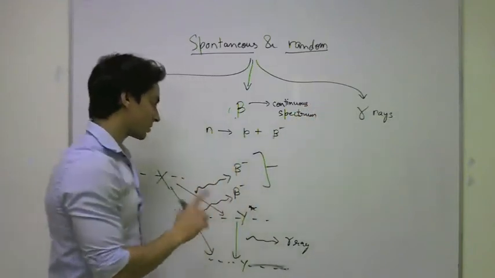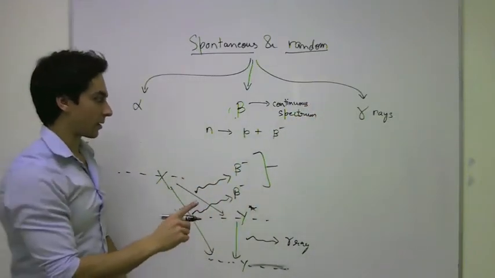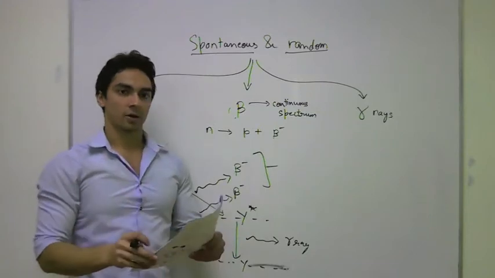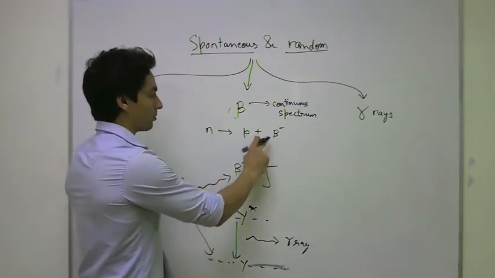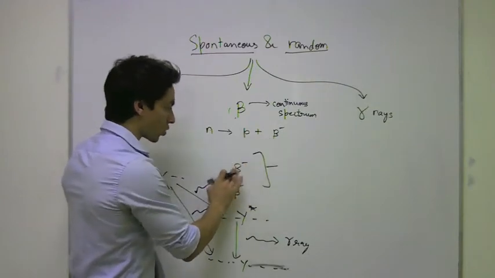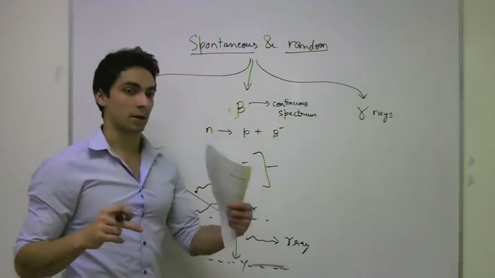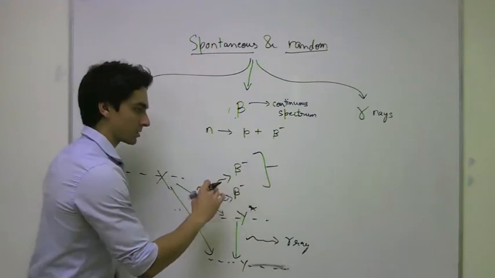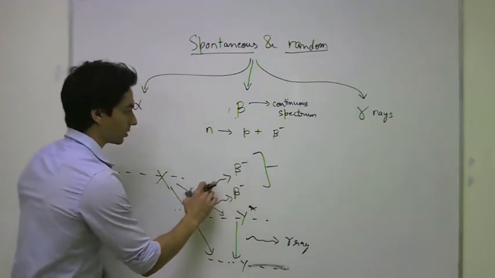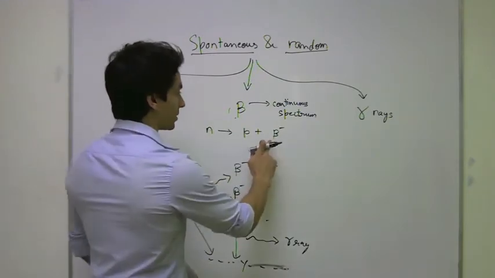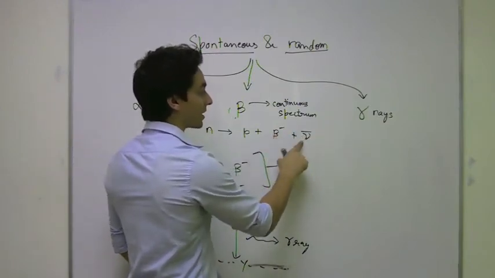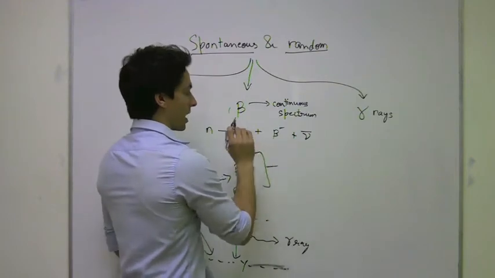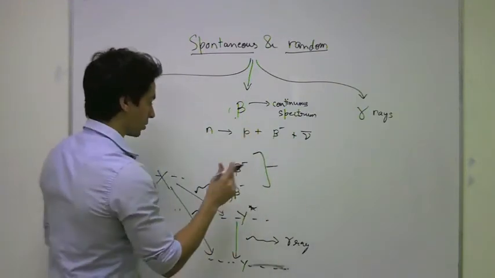Okay, so they have a continuous energy spectrum. Now, why is that? Well, after a lot of scientific experiments, they determined that in a beta decay, there is not just a beta particle, there is another particle given off, which is a massless and chargeless particle called a neutrino. So in the case of a beta negative decay, the particle emitted is an anti-neutrino. Okay, and in the case of a beta positive decay, it's a neutrino.